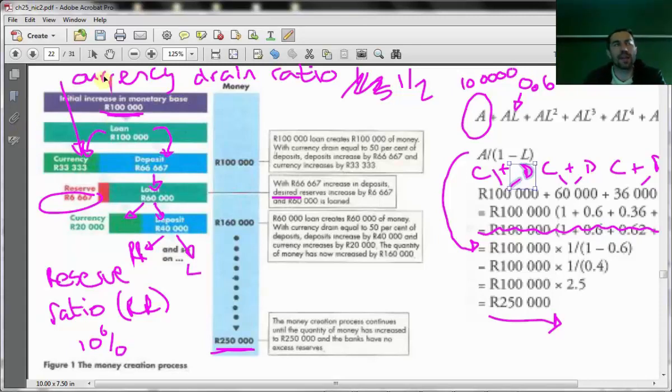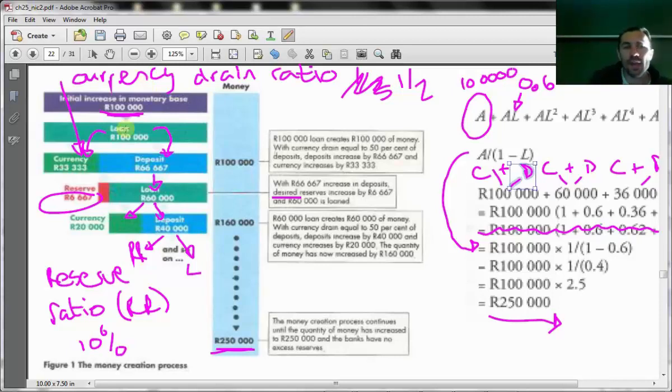If I just briefly recap, are you happy that if the Reserve Bank increases money by 100,000 rand, say by buying securities from banks, banks have 100,000 rand extra cash lying around. What do they want to do with that cash? They want to lend it. When they lend that 100,000 rand to people, what do those people do with that cash? They spend it. When they spend it, the people that get that cash, what do they do with it? Some of it they put in their wallets. Some of it they deposit back at the banks.